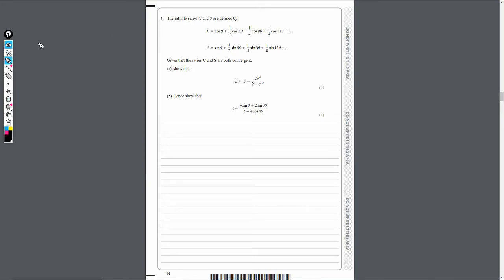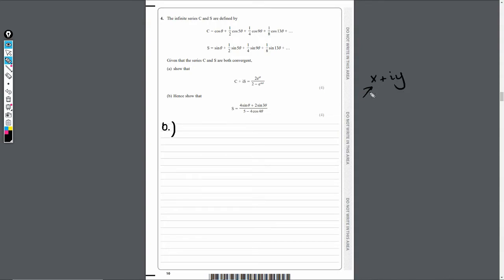So part B, we've got to hence show that s is equal to 4 sine theta plus 2 sine 3 theta over 5 minus 4 cos 4 theta. Okay, so how do we do this? What it wants is just s. So notice this is c plus is. You could also think of this as our form of a complex number, x plus iy.